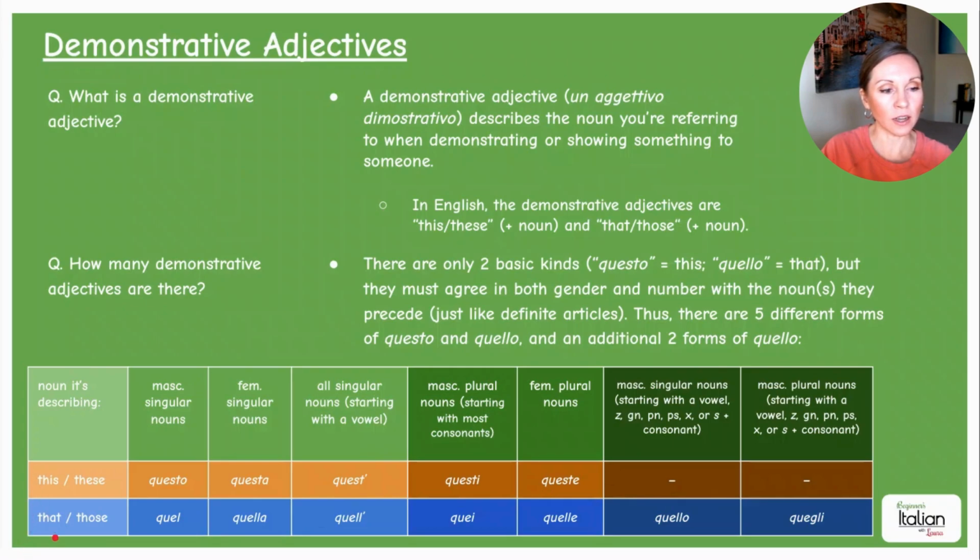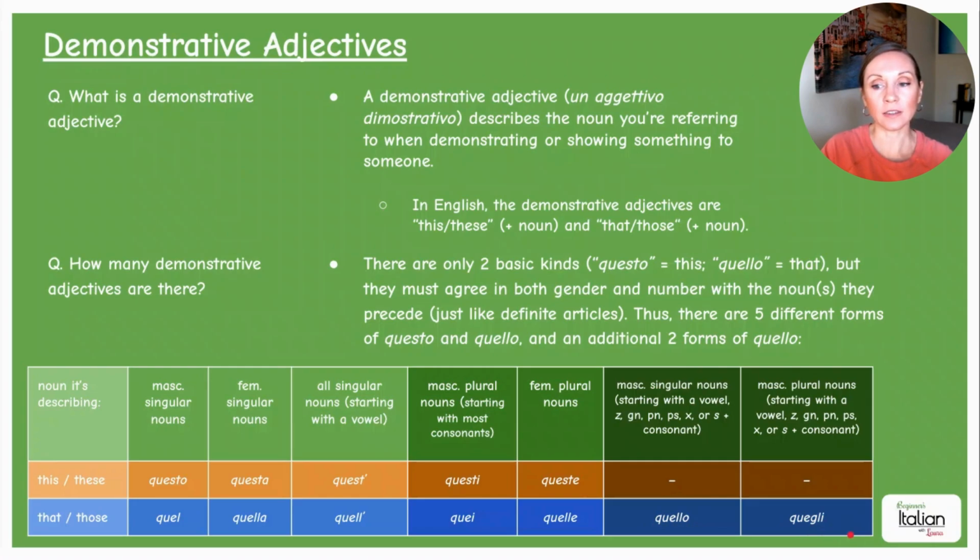If the noun that you're describing is masculine singular and you want to say that or those, you would use quel. Okay, quella for feminine singular nouns, and then we have quel with the apostrophe again, quei, quelle, and then we have the additional 2 forms here. Okay, so quello and quelli.